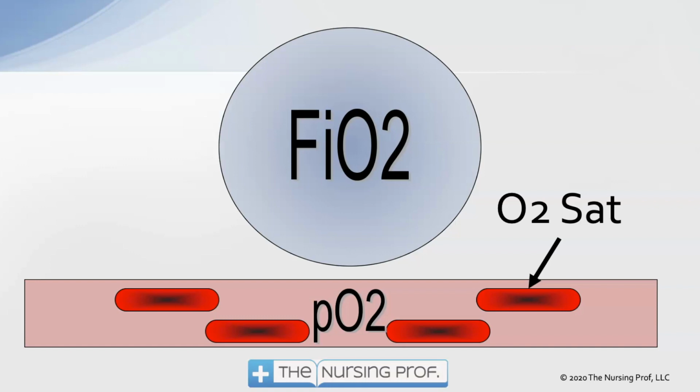If this alveolar capillary membrane is working well, then the FiO2 should be transmitted. It should move across that membrane and get into the bloodstream to become PO2. So we can take a look at that, and simply it's just a mathematical equation. You take the PO2, you divide it by the FiO2. The FiO2 is put into a decimal instead of a percentage. So most of the time when we talk about FiO2, we're talking about percentage, like 50% or 21%.